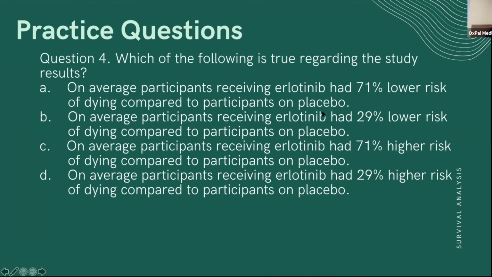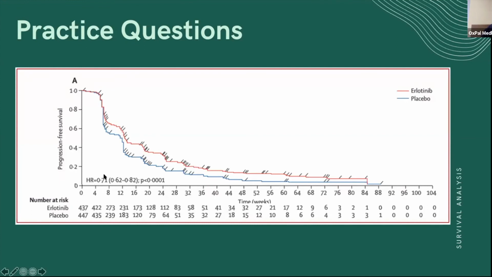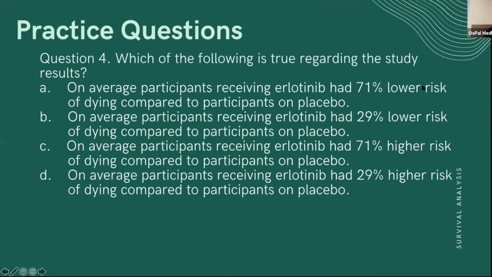So let's look at the relevant question. Which of the following is true regarding the study results? Take into consideration again, the hazard ratio is 0.71. It looks statistically significant, and the confidence interval does not cross 1. Let's look at the choices. Letter A, on average, participants receiving erlotinib had 71% lower risk. Letter B, 29% lower risk. Letter C, 71% higher risk. And letter D, 29% higher risk. So what do we think?